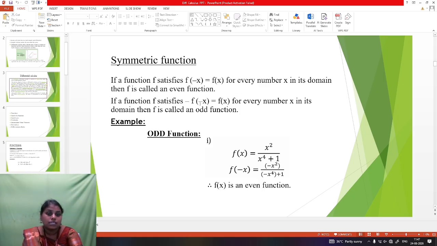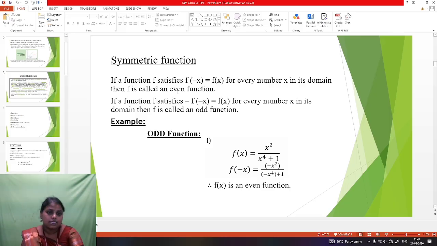Second one: minus of f of minus x equal to f of x. We put a negative value, we get a minus of positive value. For every number x in its domain, then f is called an odd function. Minus of value gets the result, so f is an odd function. If we get the value as a positive value, we get the result as an even function.